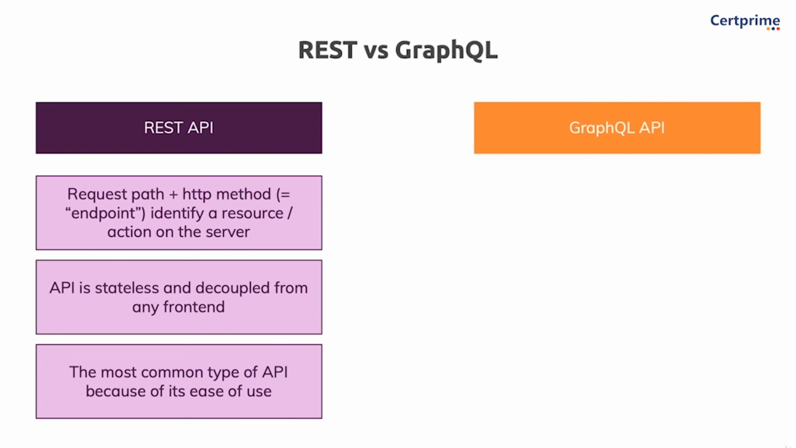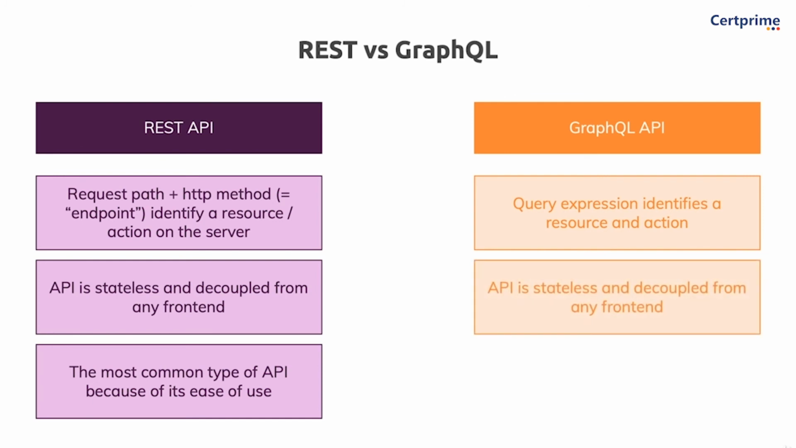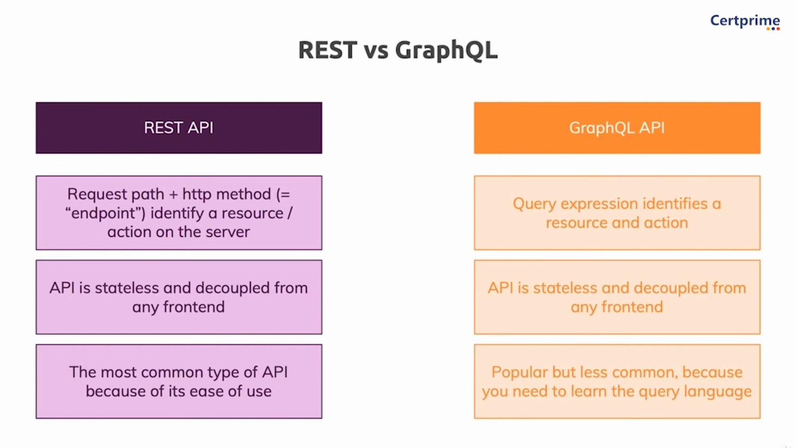Now, a GraphQL API does not use the path HTTP method as you learned, but instead such a query expression using a certain query language to identify a resource and action. And just like the REST API, it's also stateless and decoupled. So just as with the REST API, you can attach any client to that API, which is great. But the reason why we won't use it is that despite GraphQL being very popular and very useful and powerful, you need to learn that extra query language, which is some extra effort, which not everyone wants to do.